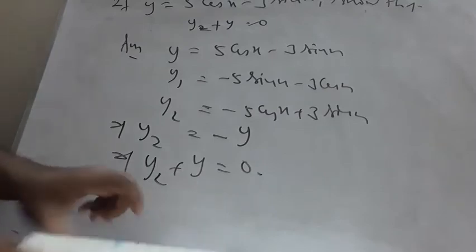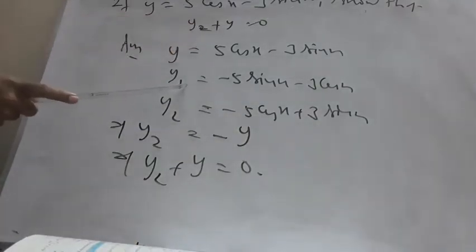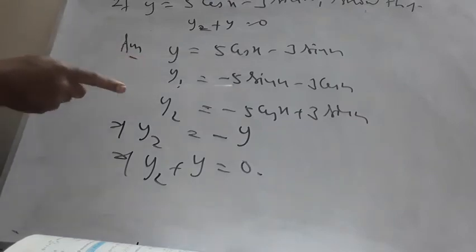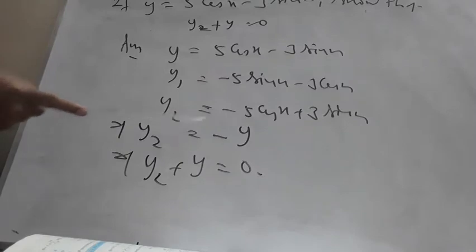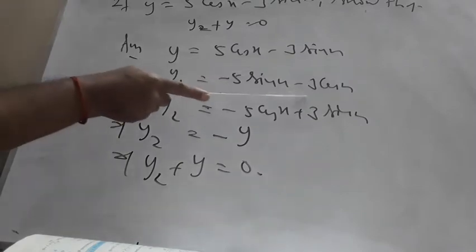Let me just repeat. Y is 5 cos x minus 3 sin x. y1 becomes, derivative of cos x is minus sin x, minus 5 sin x minus 3 cos x. Then if you differentiate for the second time, it is minus 5 cos x, minus into minus plus 3 sin x. Taking minus as common, it will be minus y. So y2 plus y will be 0. Okay, I'll take just another example.